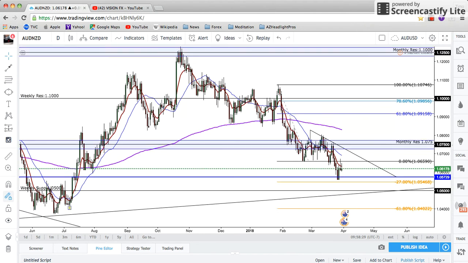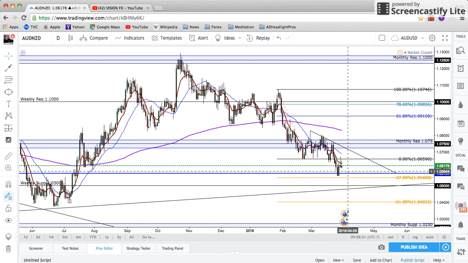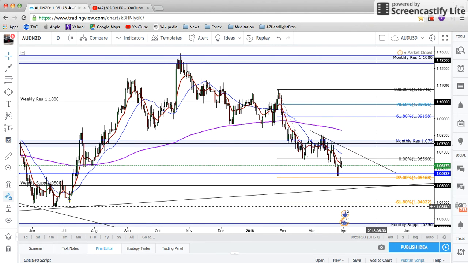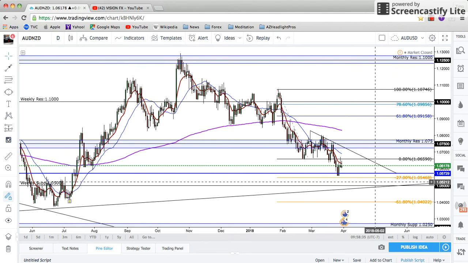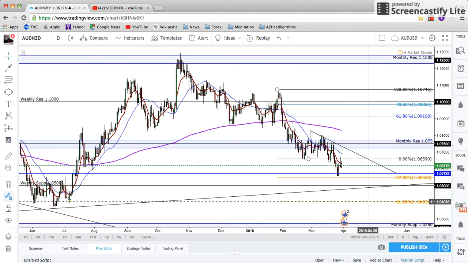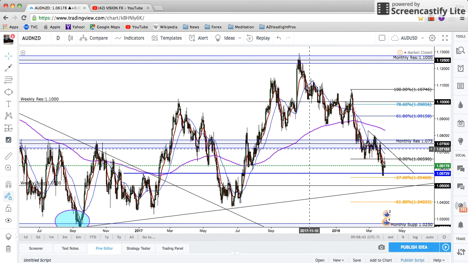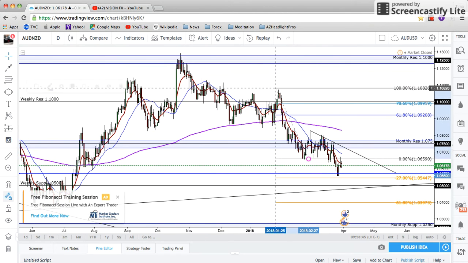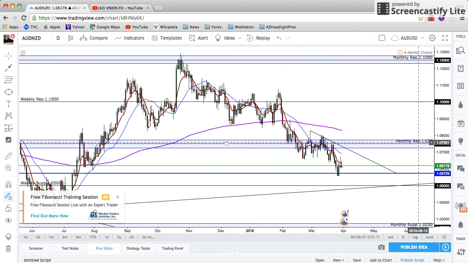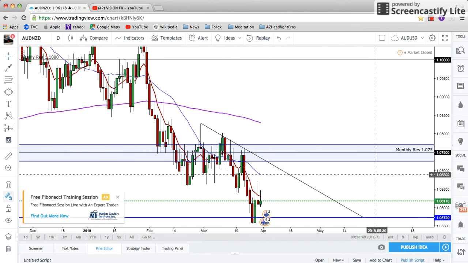So if price does not hold in this range and breaks, most likely we'll be targeting 1.0400 as our last extension level, as this negative 61.8%, 161.8, excuse me, is our last extension, okay? So this is the Aussie versus the New Zealand dollar.